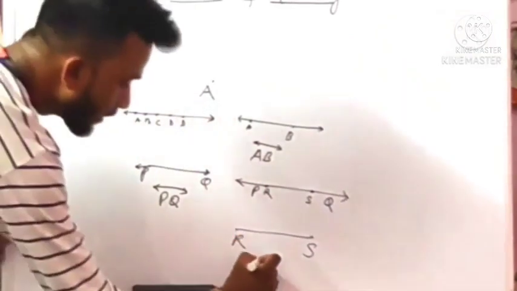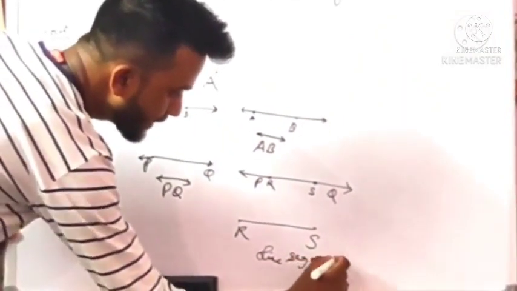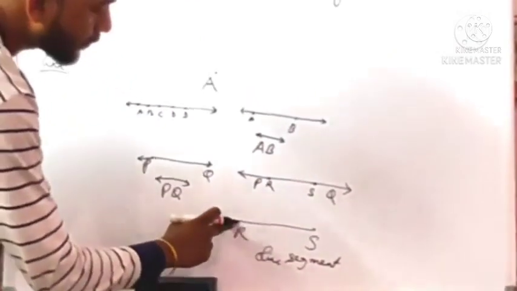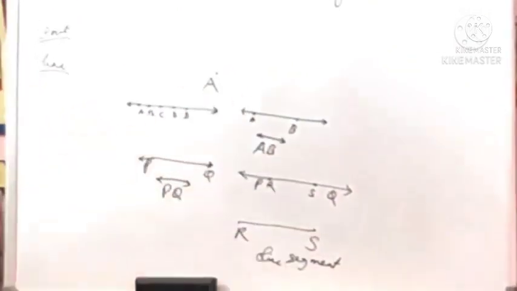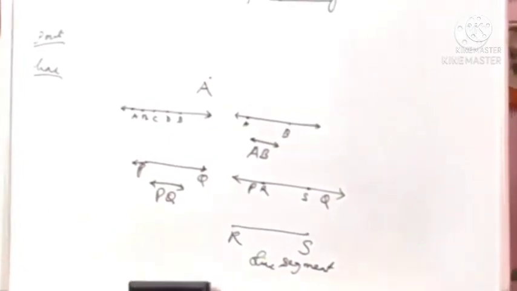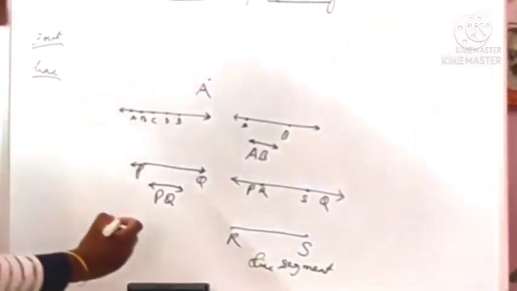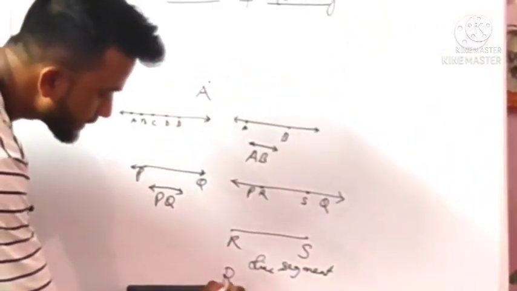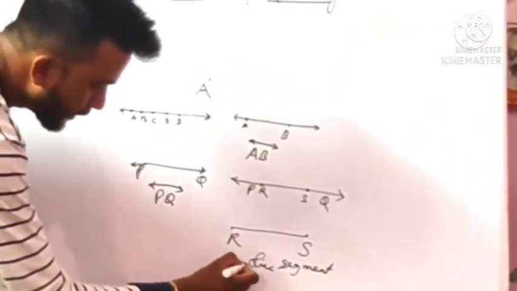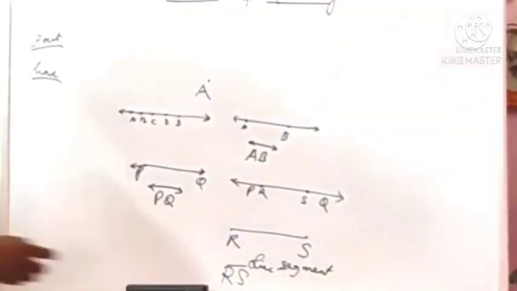A line segment has a fixed length, starting from R and ending at S. So it has a fixed length. It can be denoted with a bar upon its head. Suppose RS is a line segment, and if we write a bar here, it will be denoted as a line segment. I think you have got this now.